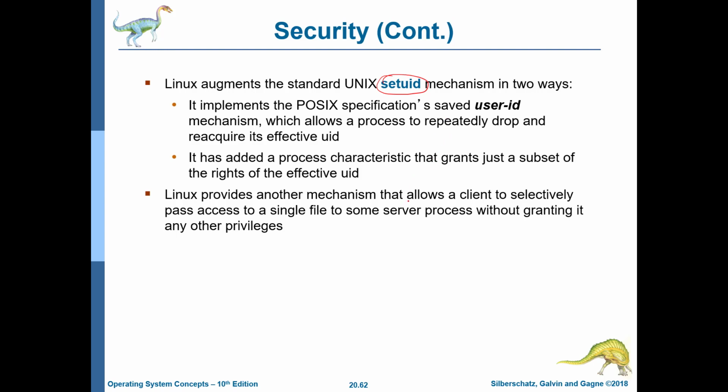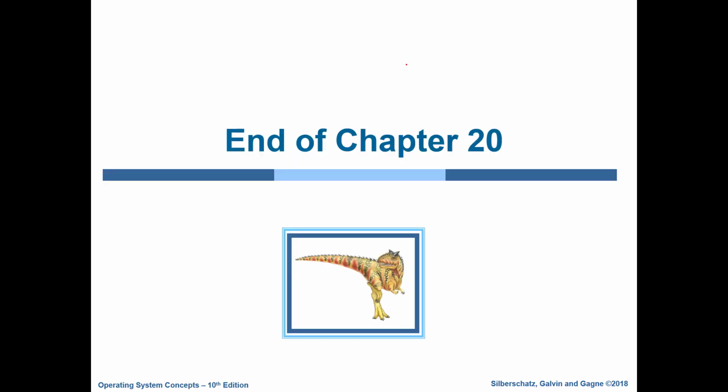Linux also provides a mechanism that allows a client to selectively pass access privileges of a single file to some other process, without giving it all privileges. So this brings us to an end of the Linux chapter, which is chapter 20. In chapter 21 we will talk about Windows 10.